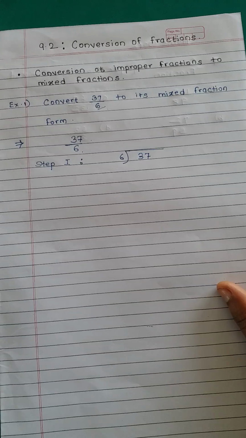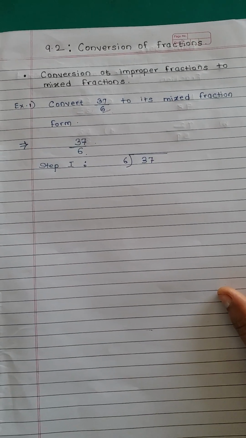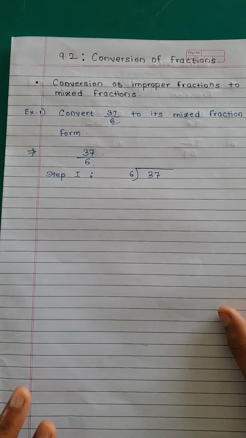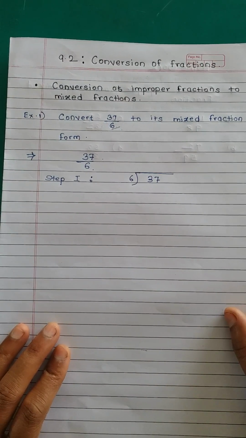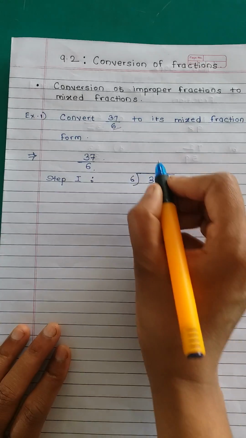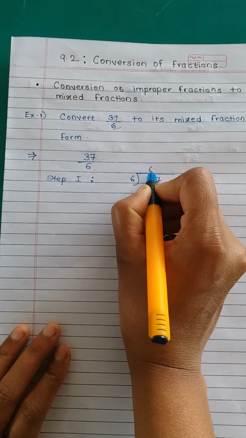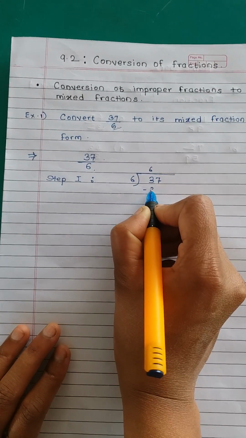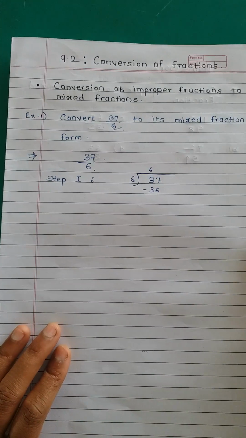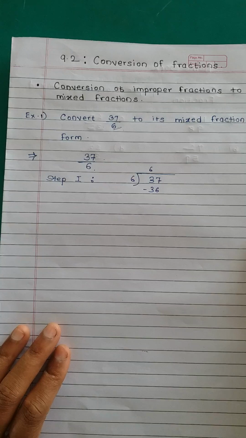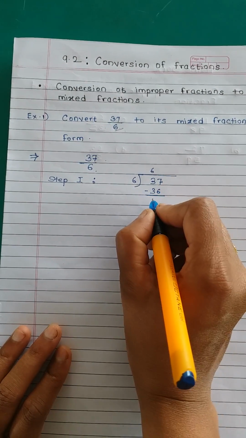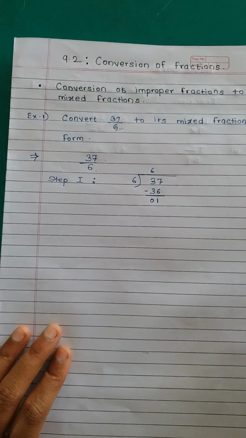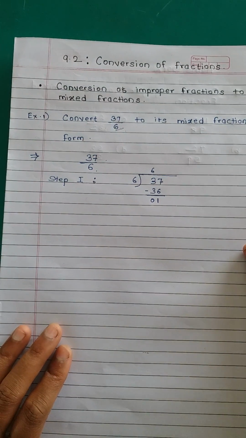Now start the table of 6. Yes, 6 ones are 6, 6 twos are 12, 6 threes are 18. Yes, very good. So like that, start the table of 6. 6 sixes are 36, right? 6 times 6 is nothing but 36. We have already solved division problems, right? So you know how to solve the problem. 37 minus 36. Answer is what? 1. Clear? Step number 1 done.